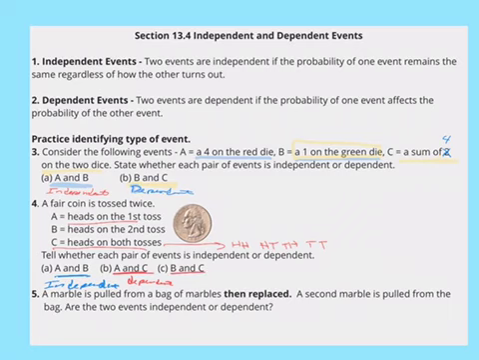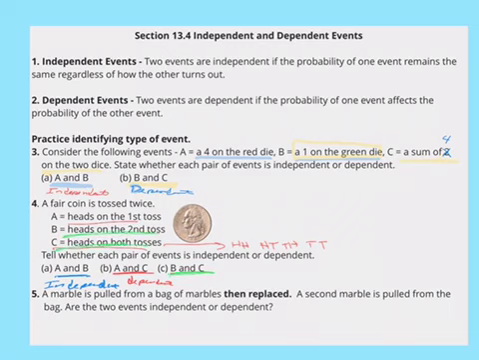If I look at B and C, I got a heads on the second toss and then a heads on both tosses. Again, for the exact same reasoning, because C is looking at the combined tosses, it's going to have an effect. My second toss will have an effect on that combined. So we would say that that is a dependent event.